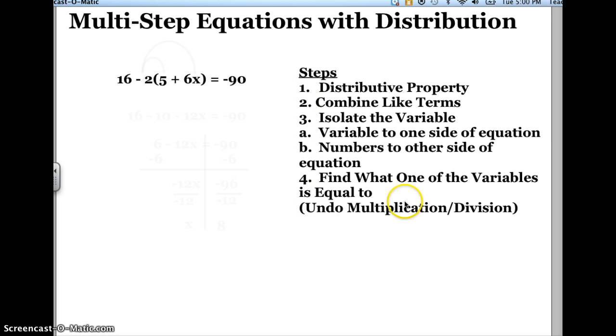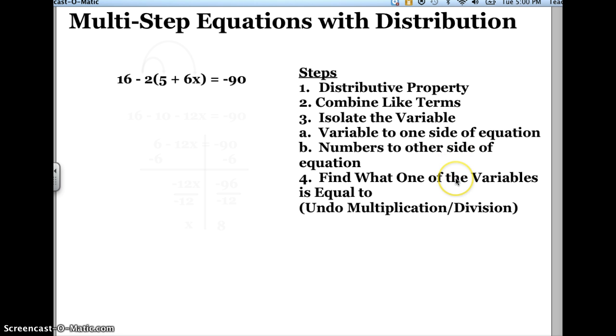The first step is I'm going to use the distributive property to get rid of the parentheses. After I do that, I'm going to combine my like terms on one or both sides of the equation. My third step is going to have two parts. The first thing I'm going to do is get all the variables to one side of the equation. After I have all the variables to one side of the equation, I want to make sure I get the numbers to the other side of the equation.